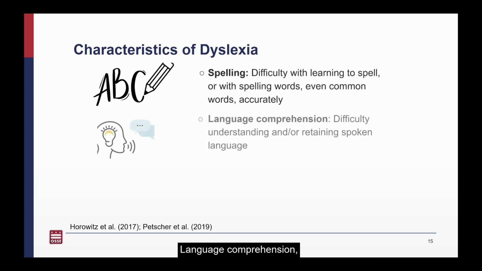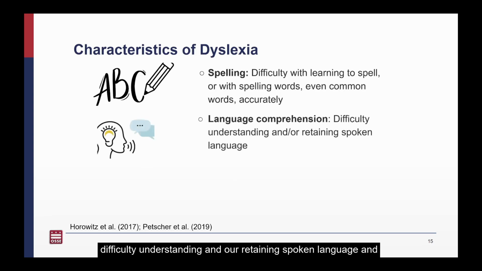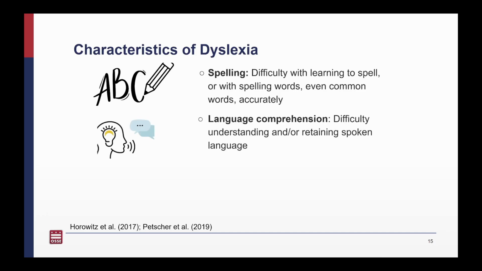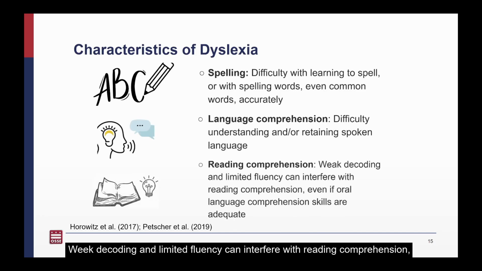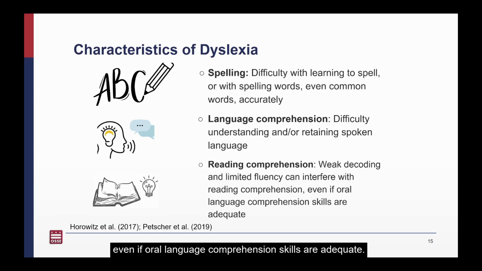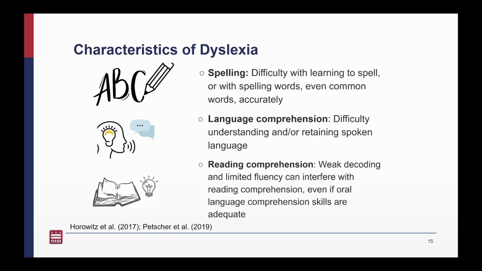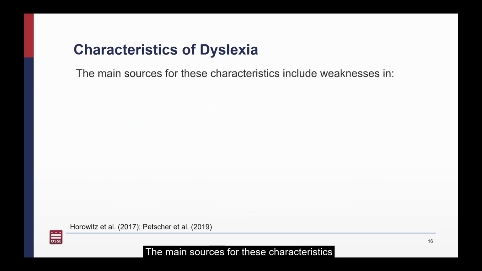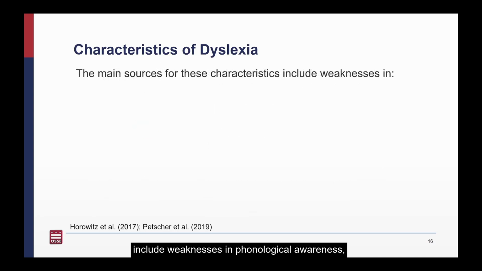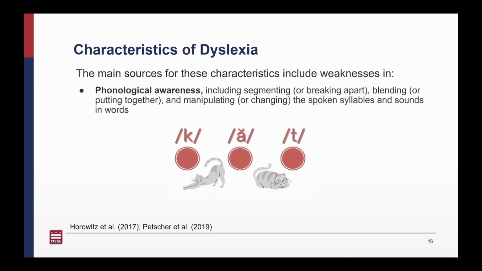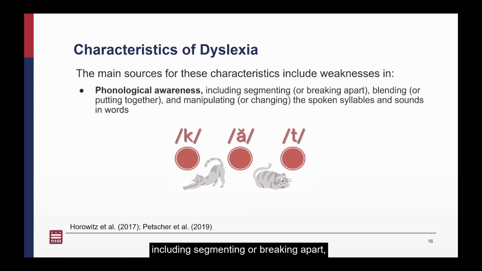Language comprehension, difficulty understanding and or retaining spoken language, and reading comprehension, weak decoding and limited fluency can interfere with reading comprehension, even if oral language comprehension skills are adequate. The main sources for these characteristics include weaknesses in phonological awareness, including segmenting, or breaking apart, blending, or putting together, and manipulating, or changing, the spoken syllables and sounds in words.